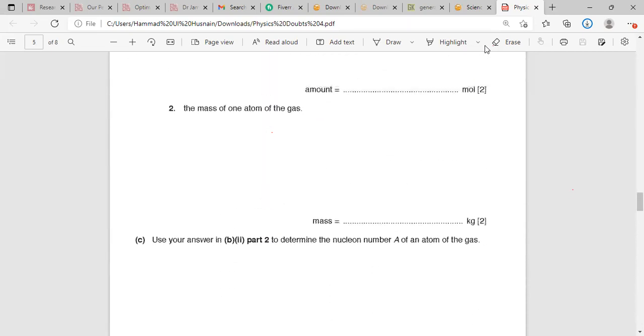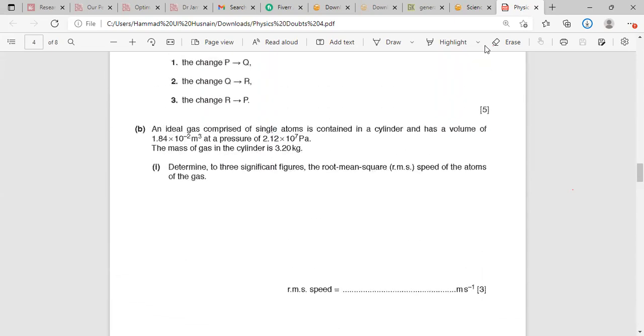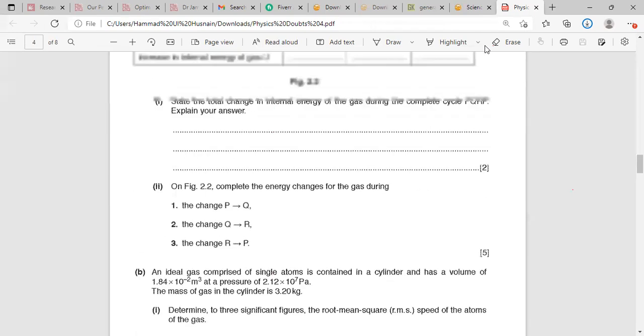So let us move to the next question. Okay. Should we do this question first, or now should we move towards the first question? We can start from the first question itself. Okay.